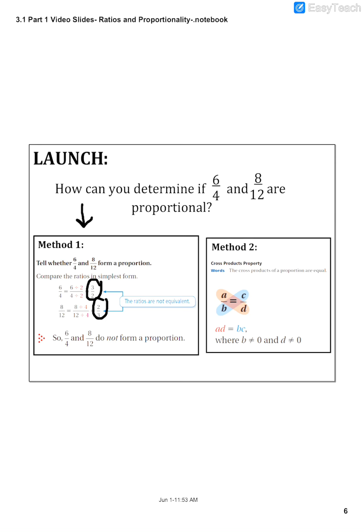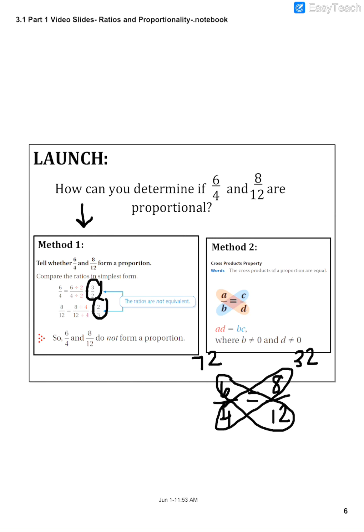If we look at method 2, it talks about cross products. So what that means, if I rewrite the two fractions, we're trying to figure out if these two are proportional to each other. So I'm going to cross multiply. 8 times 4 is 32. 12 times 6 is 72, and since these two numbers are not the same, the cross products are not the same, the ratios are not equal, or they are not proportional to each other.